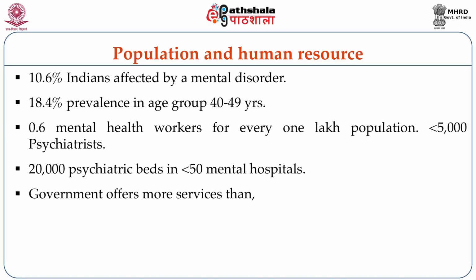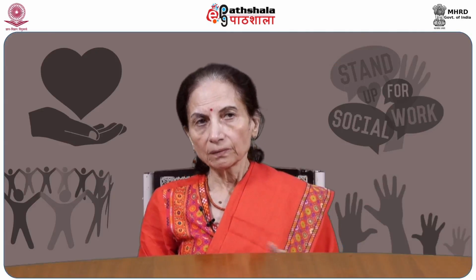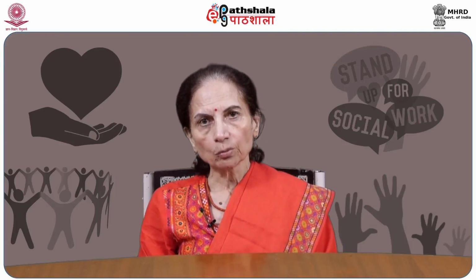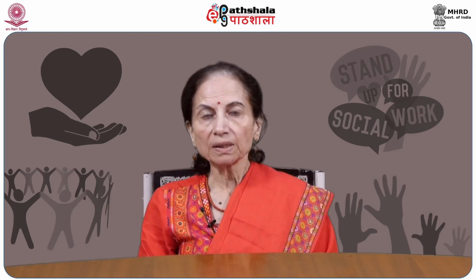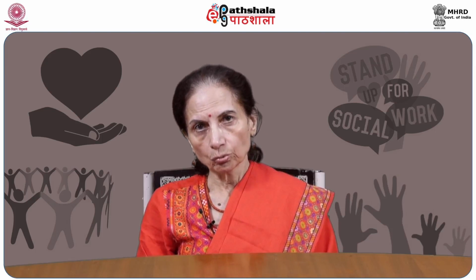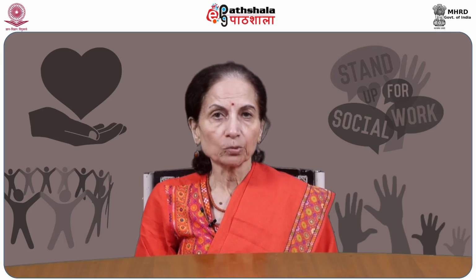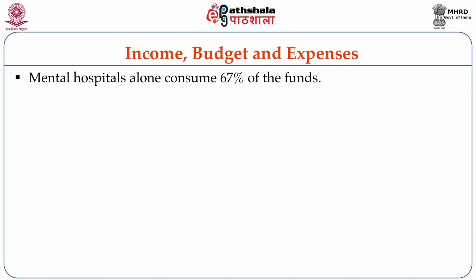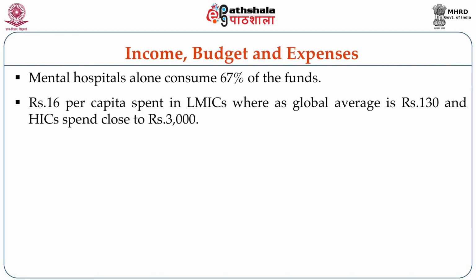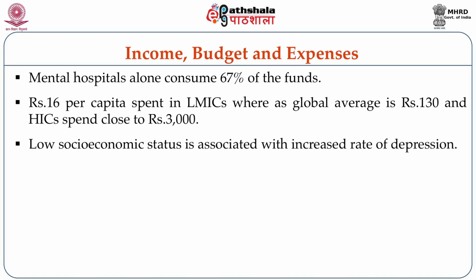And of course, it's the government that provides more mental health services than the private sector. So you see here the very low importance given to mental health in terms of availability of services for those who have mental illness, or even for the prevention of mental illness and promotion of mental health. Mental hospitals alone consume 67% of funds. Rupees 16 per capita is spent in lower middle income countries, whereas the global average is 130. And high income countries spend close to 3,000. So you see the big variation in the kind of spending on mental health services.